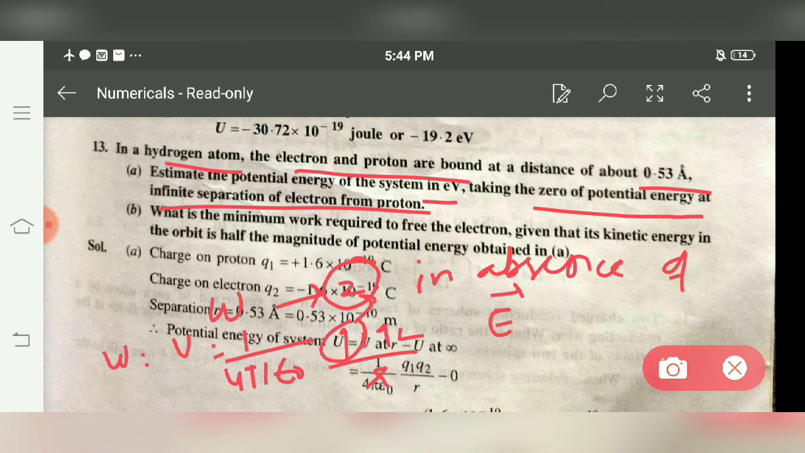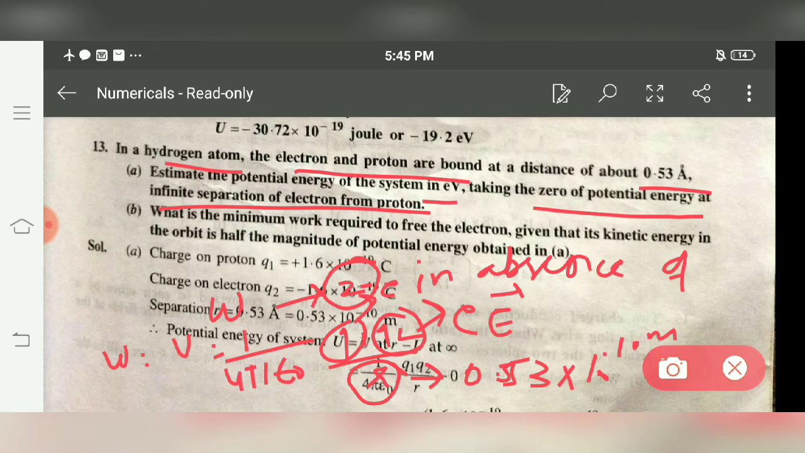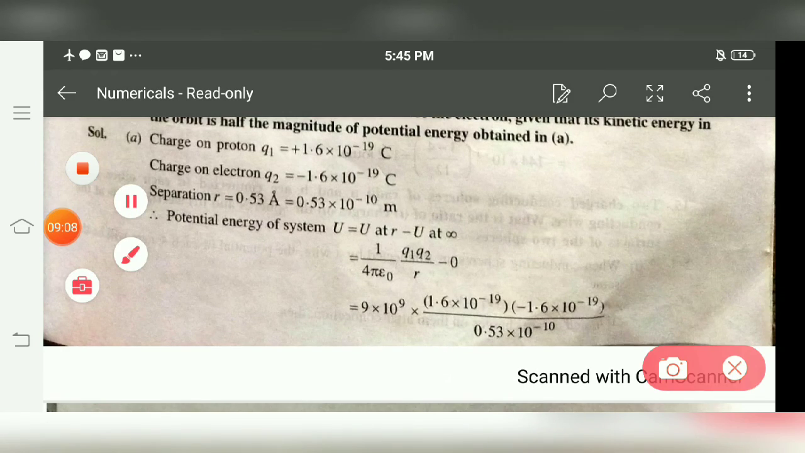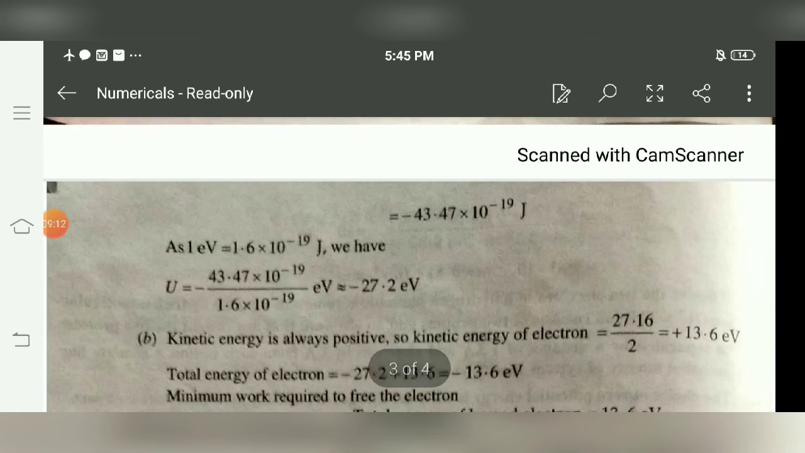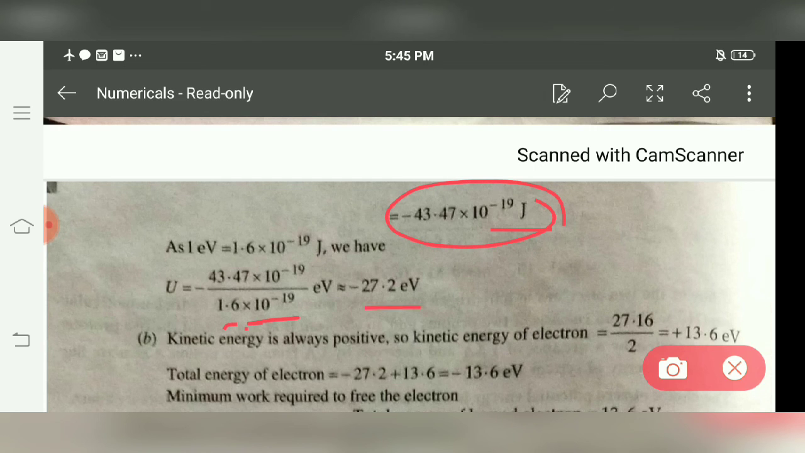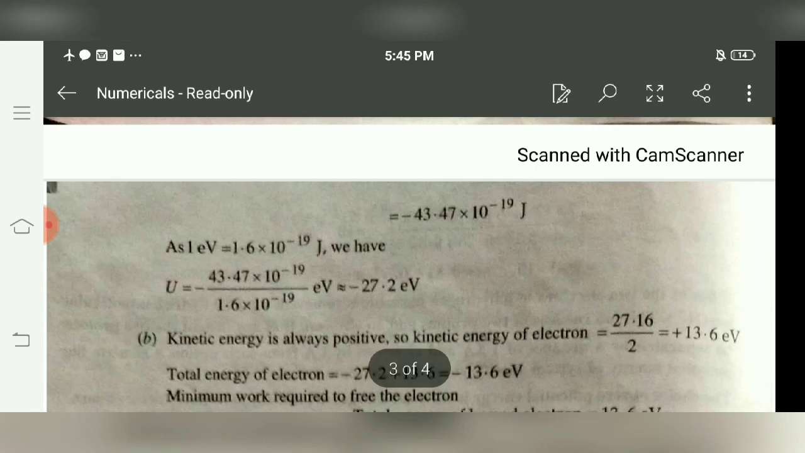Charge 1 is the electron, charge 2 is the proton, and the distance between them is 0.53 angstrom. If we convert this angstrom, that is 10^-10 meter. We just substitute the value here and by solving this, you will get an answer in joule. Then again you have to convert the joule into electron volt by dividing this term by 1.6 × 10^-19. So this is the answer in electron volt.